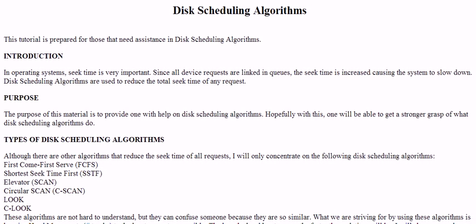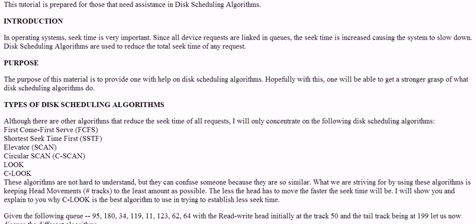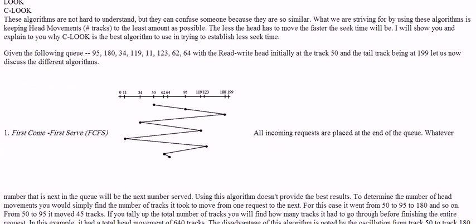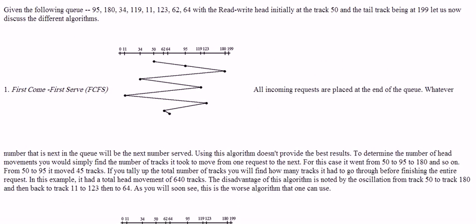This tutorial is prepared for those who need assistance with disk scheduling algorithms. We have basically a few types of disk scheduling algorithms. The first one is FCFS, which is first come first served, and the second one is SSTF, the shortest seek time first. And we have the elevator SCAN algorithm, and circular SCAN or C-SCAN. In addition, we have LOOK and C-LOOK. In this tutorial, we're going to cover these algorithms one by one. So let's get started with the first one, first come first served, FCFS.